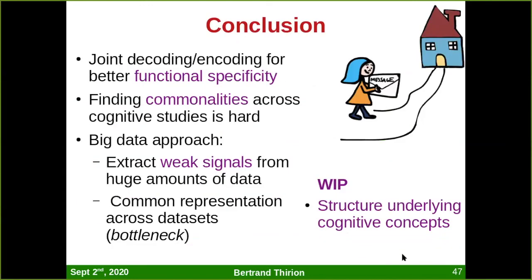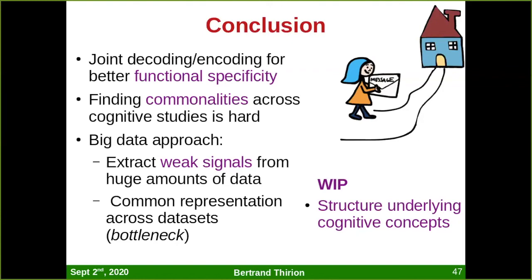So I think it's time to conclude now, to have time for discussion. I've tried to show you that we could use both decoding and encoding to obtain a better specificity in brain mapping, which is the global direction of this work. Maybe the main roadblock here is that finding commonalities across cognitive studies is hard, and we are working on solving that.